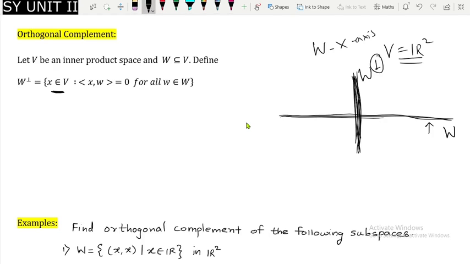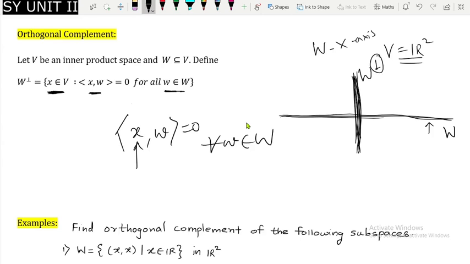So actually I am interested in all those elements of the vector space V such that the element should be perpendicular. Their inner product with every element of W should be 0, meaning the inner product of x with all elements of W should be equal to 0. So we are interested in those elements of the vector space V that are perpendicular to every element of W. This is the meaning of that.